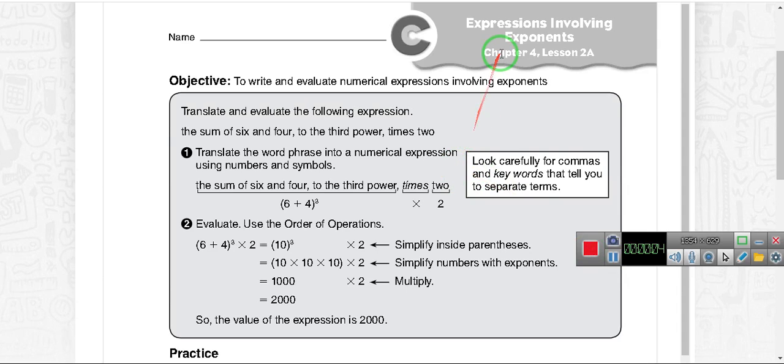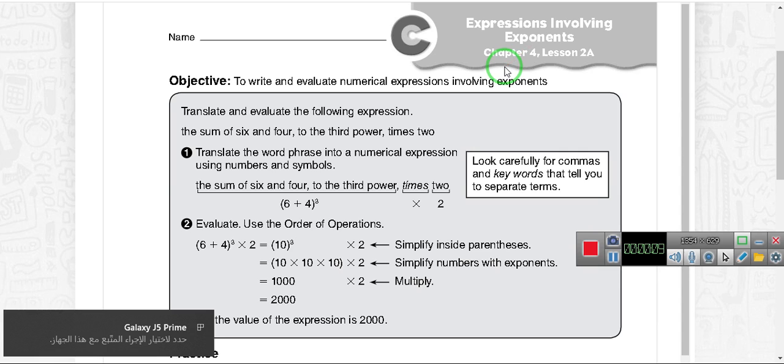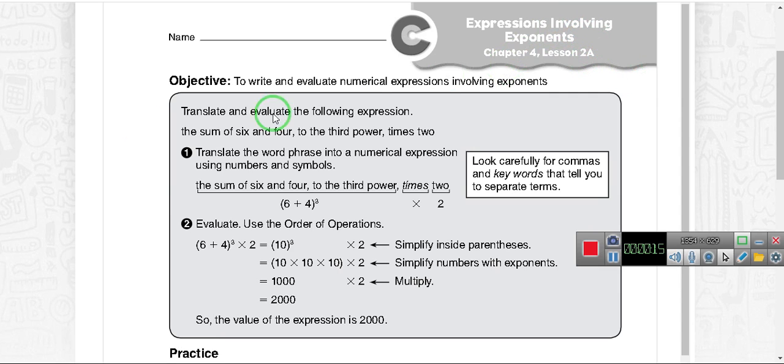Today our lesson is about expressions involving exponents. That's chapter 4, lesson 2a, something like an introduction for the lesson. Our objective for today is to write and evaluate numerical expressions involving exponents. Translate and evaluate the following expressions.